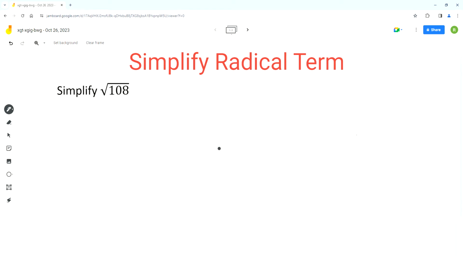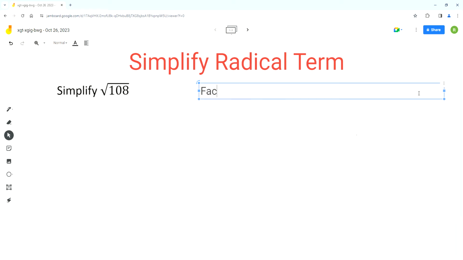So in this video, we will simplify this radical term square root of 108. So the first step here is to break down 108 into its prime factors. So let's try to understand what they are. So the first thing to understand is what is a factor.